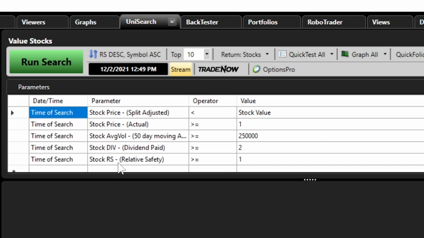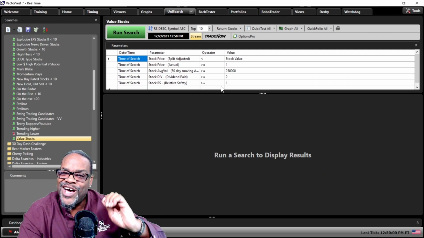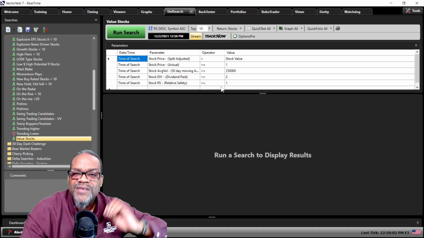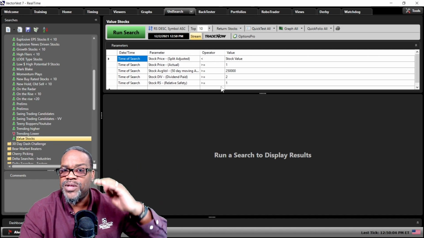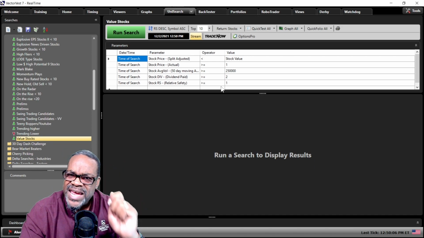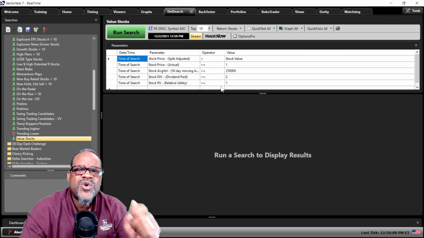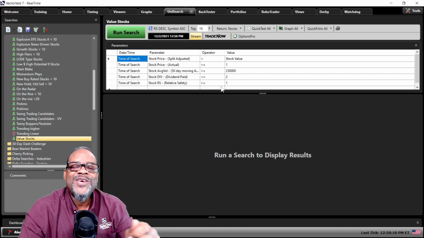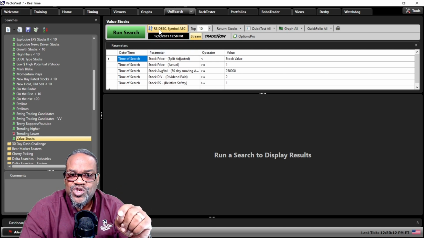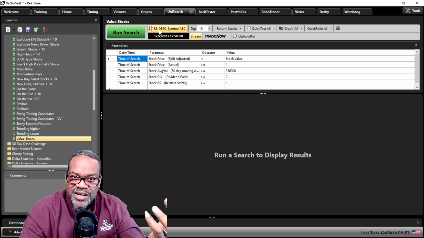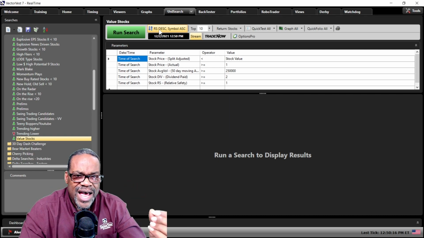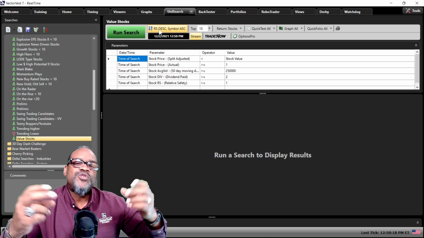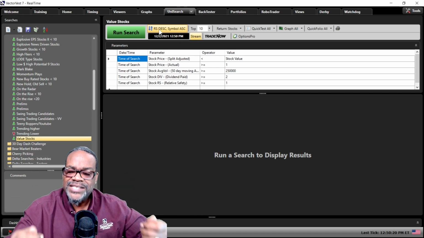I want that relative safety factor, which is an indicator of risk for these value stocks, to be greater than one. In the other search for growth stocks, I want relative value to be above one, the stock's ability to outperform the market. But in a value stock, I want safer stocks to make me money over time. And this is sorted by our indicator, relative safety. So it brings the safest stocks to the top of the list. So those are the differences between growth stocks and value stocks.